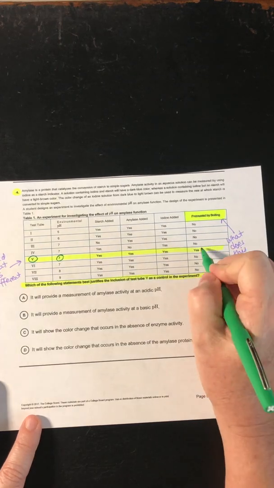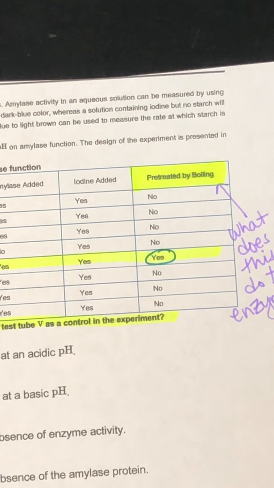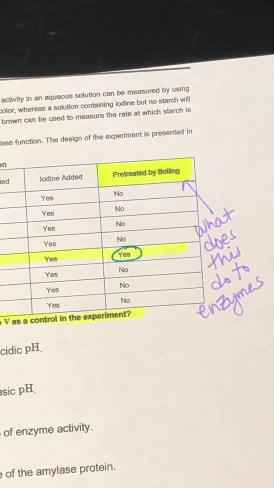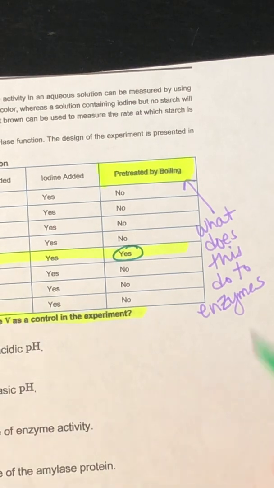But look at the one thing that is different about test tube 7: it was pre-treated by boiling. Now, what you need to remember is that when we heat up enzymes, we heat up proteins, we do things like that, this denatures your enzyme.